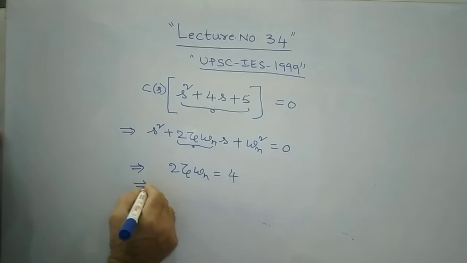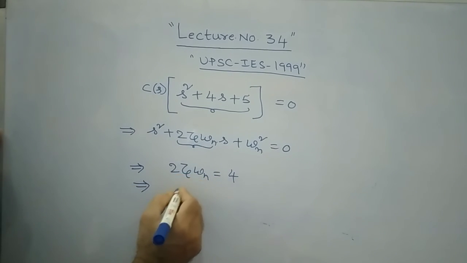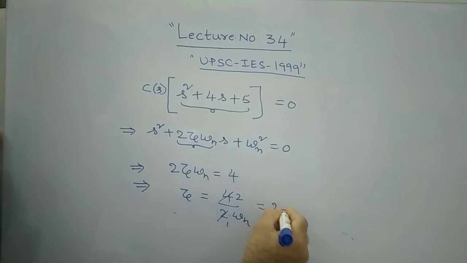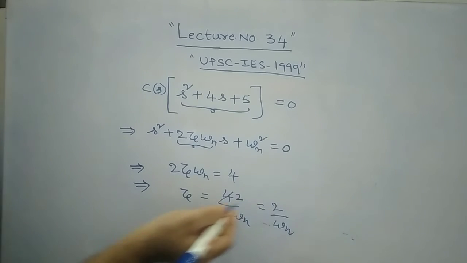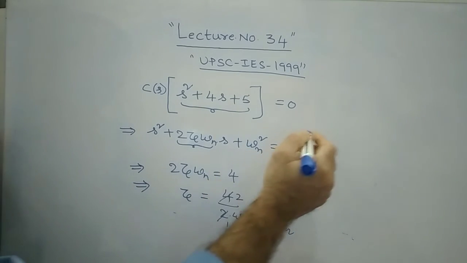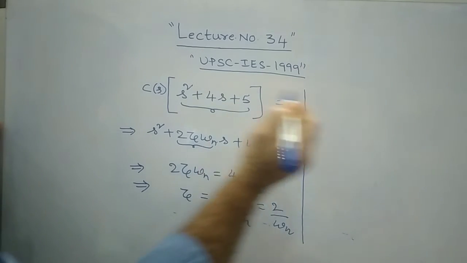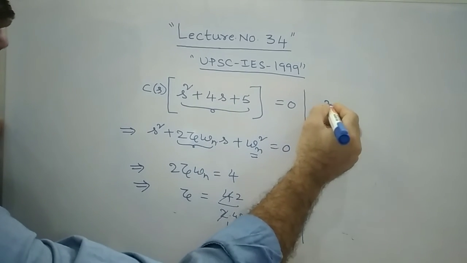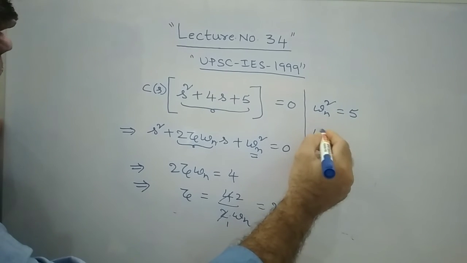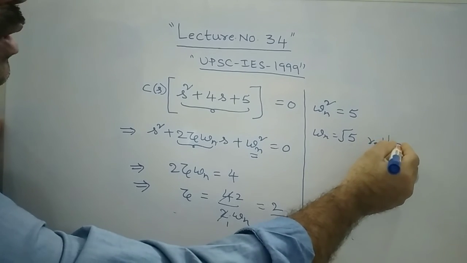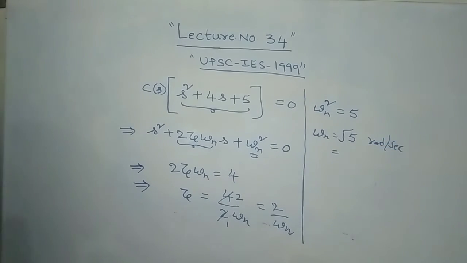From this, zeta is equal to 4 by 2 times omega n, so it is 2 by omega n. Then what is omega n? Omega n square is equal to 5, so omega n is root 5 radians per second.